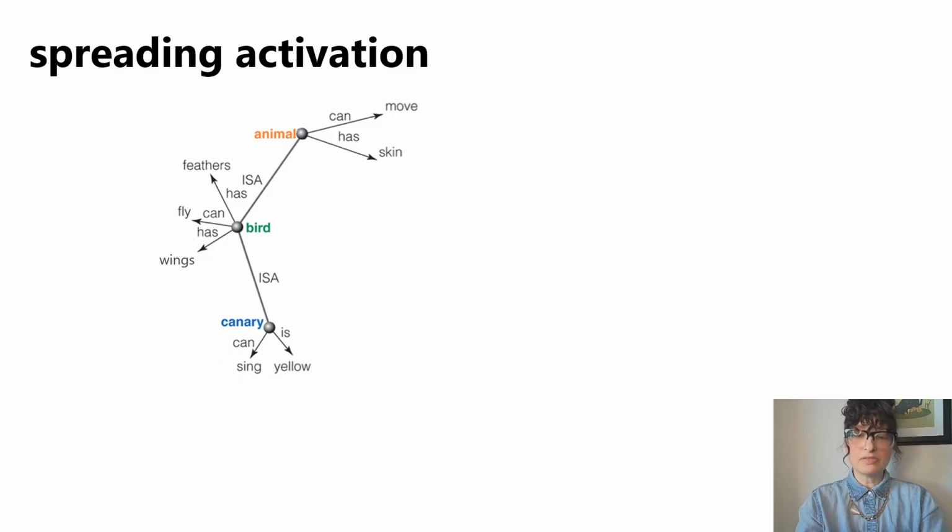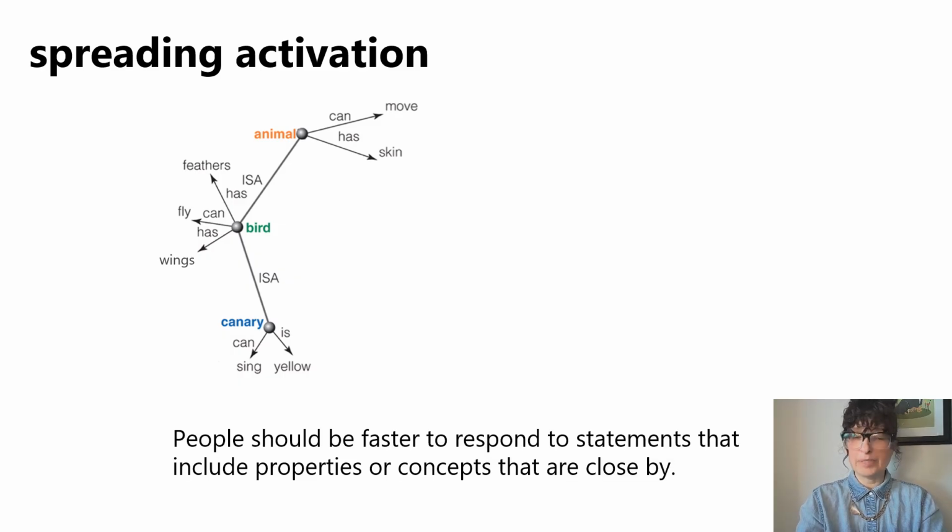This model makes some predictions. First and foremost, with the sentence verification task, people should be faster to respond to statements that include properties or concepts that are close by. For example, when you give a participant a sentence that involves confirming the categorization of a canary, people should be faster to confirm that a canary is a bird compared to a canary is an animal, because to get to that node, it needs to go further. And that's true. And when you give participants a sentence that involves confirming properties of a canary, people should be faster to confirm that a canary can sing compared to a canary has skin. And that's also true.